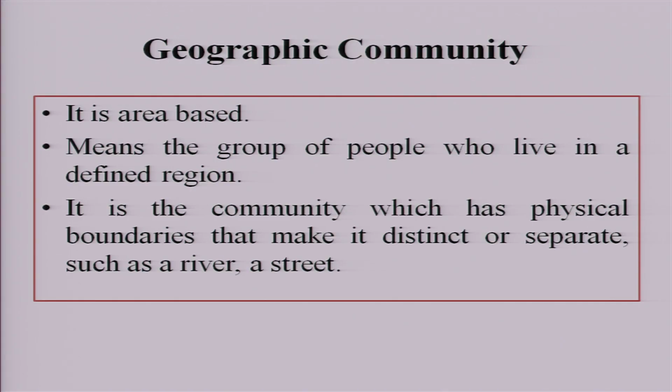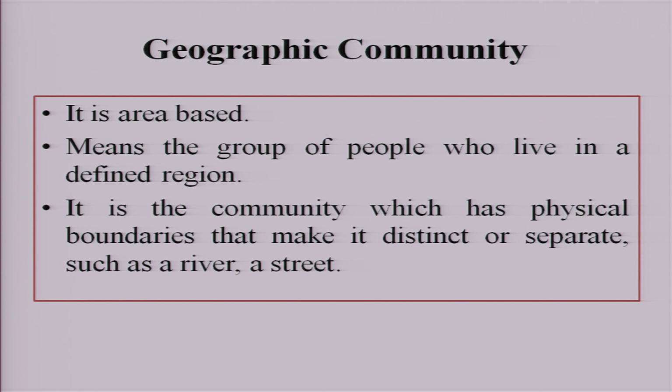Okay, so the first one is geographic communities. As the name itself suggests, it is based on area. That means a group of people who are living in a particular area, and there are physical boundaries. It is not necessary that the boundary be physical, but a certain geographical demarcation must be there in a geographic community.